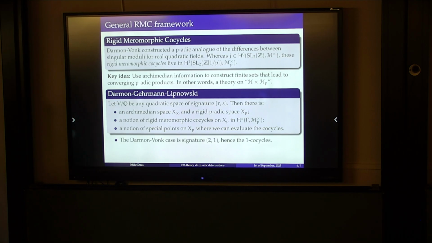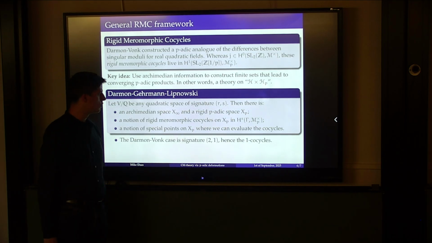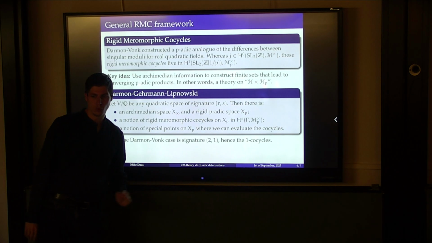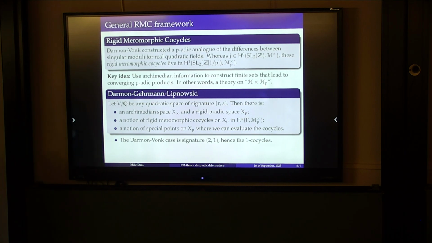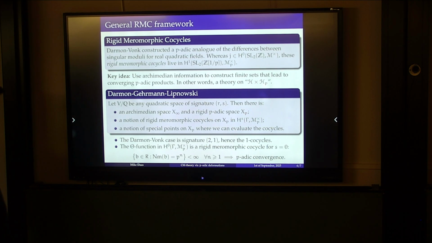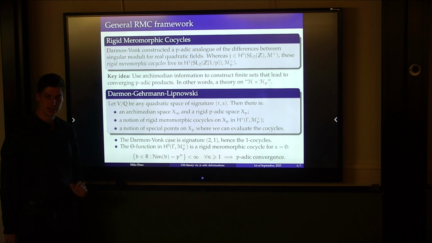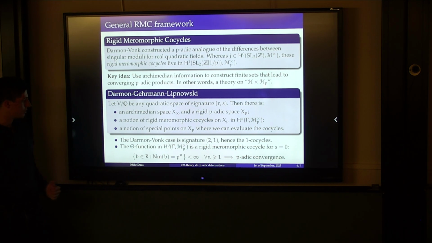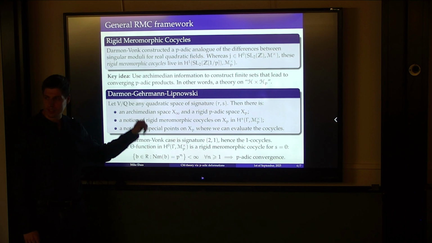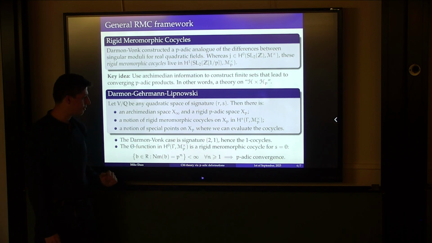The Darmon-Vonk case comes from signature (2,1), and this explains why they find 1-cocycles. But this seems to skip the easiest case, which should be s equals 0. And indeed, if you do s equals 0, then you find these p-adic theta functions as natural rigid meromorphic cocycles, up to this automorphic factor that you have to cancel out. They're like gamma-invariant functions.